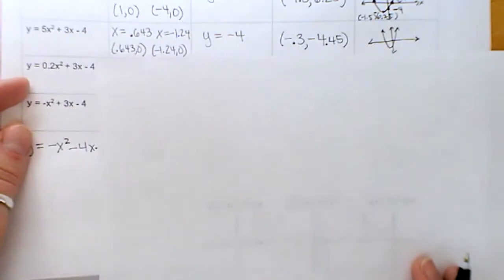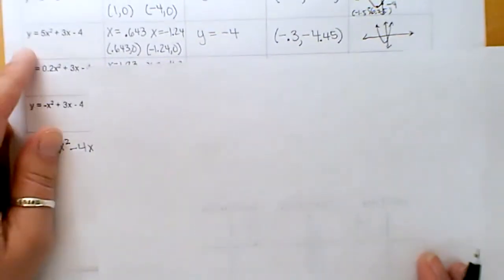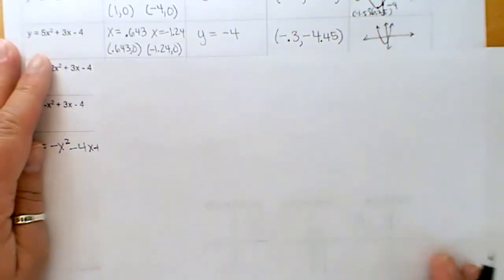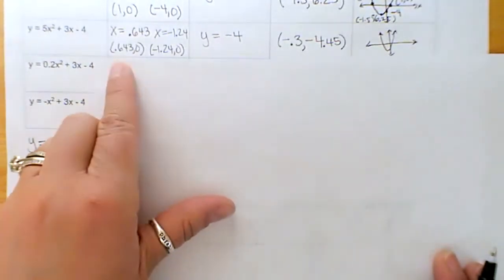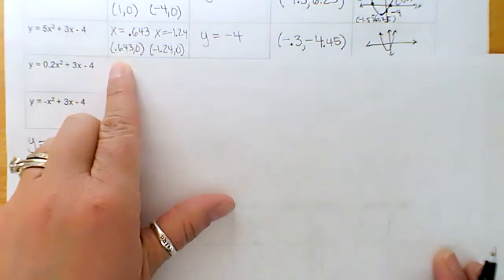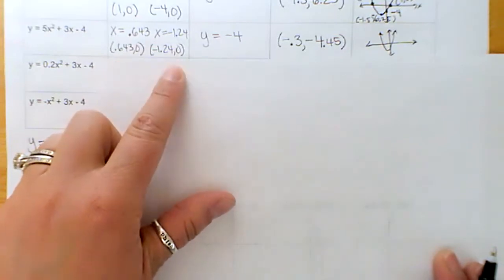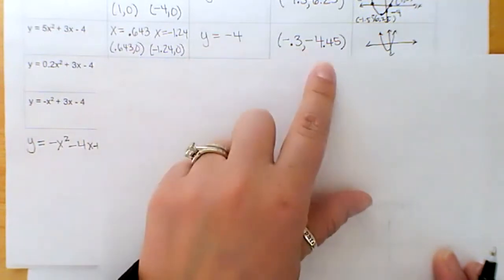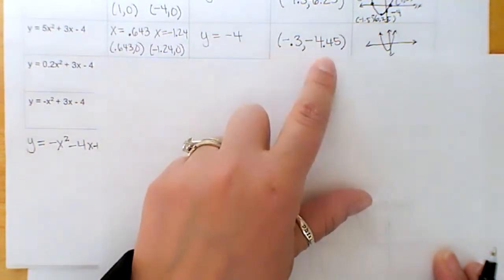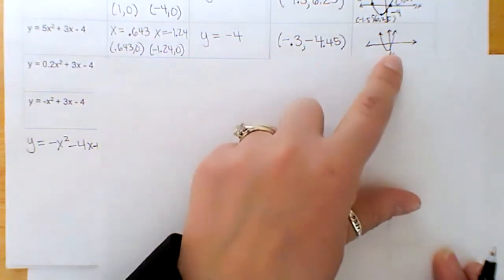All right, welcome back. So for your y equals 5x plus 2, this is what I got. So I got our x-intercepts 0.6430 and -1.240. My y-intercept was -4. My vertex was -0.3 and -4.45. And then here's my graph.